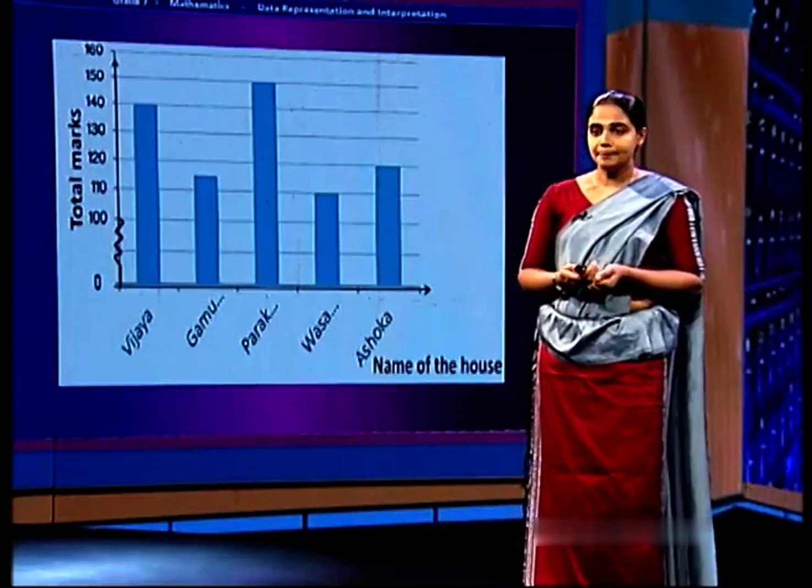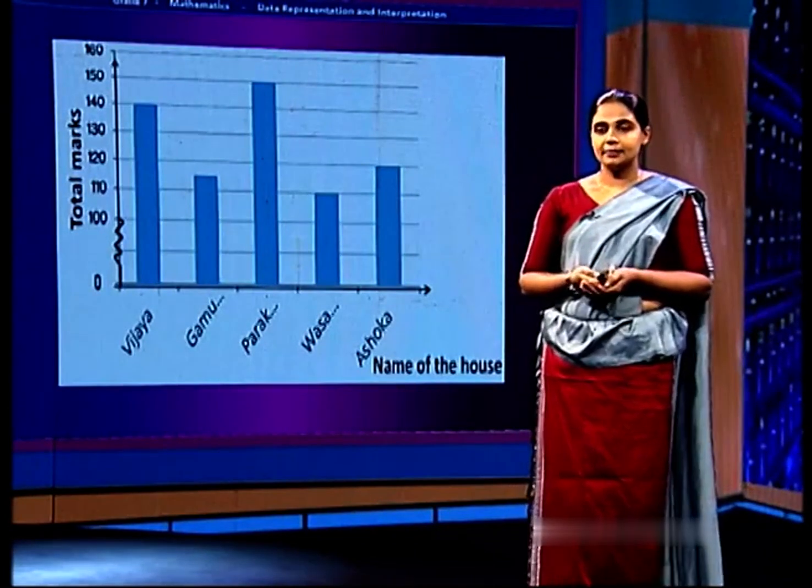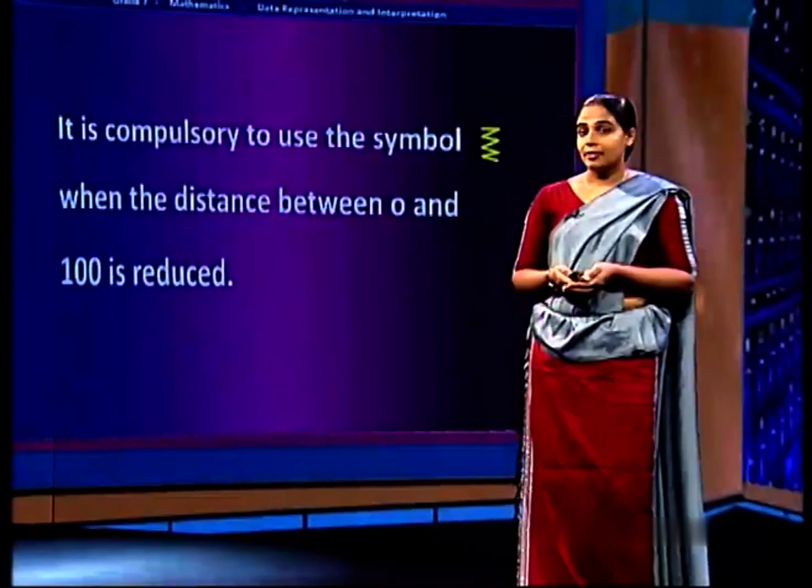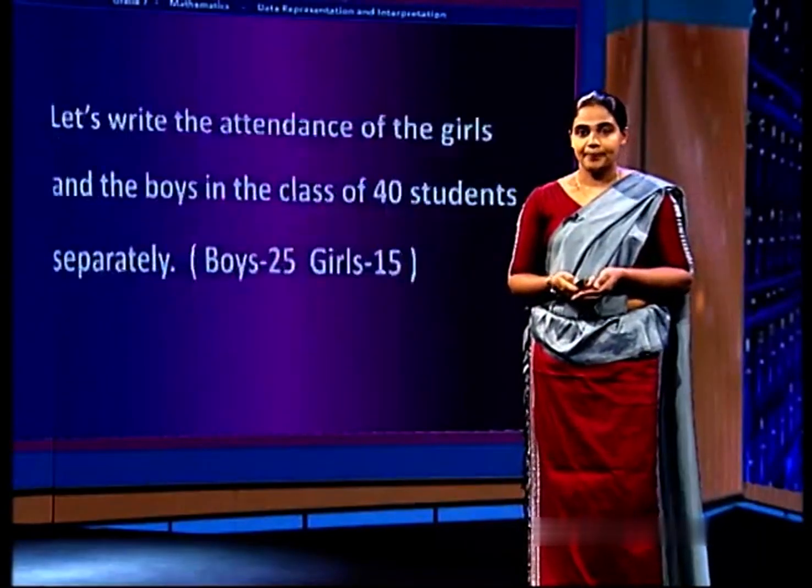Now is it clear? Then my dear kids, let's go to the next slide. Then don't forget to use the sign to show the hidden values. Here it is compulsory to use the symbol. You can see it now when the distance between 0 and 100 is reduced. Okay, now ready to go to the next one.